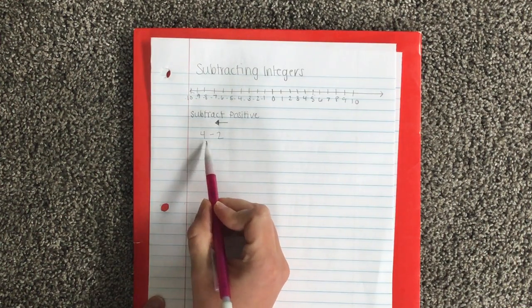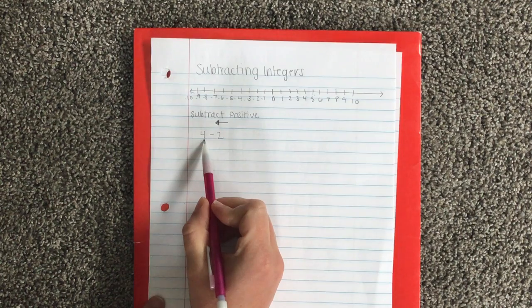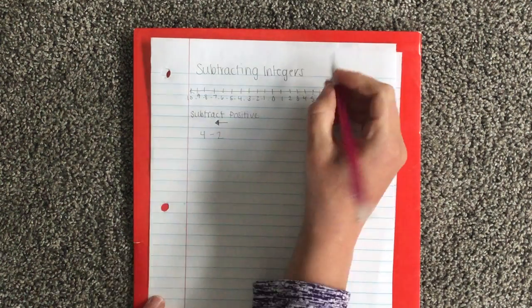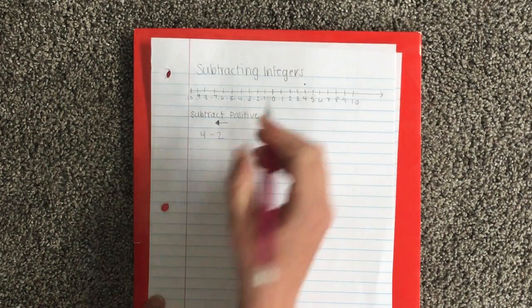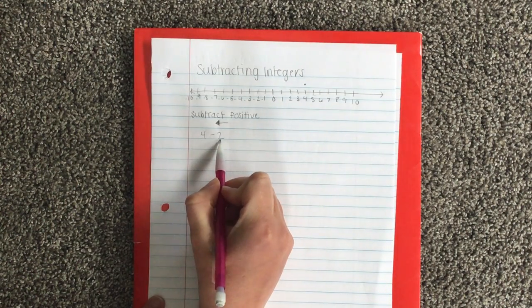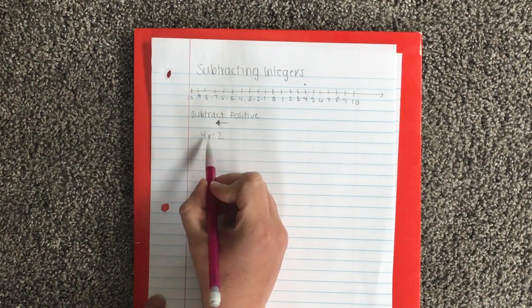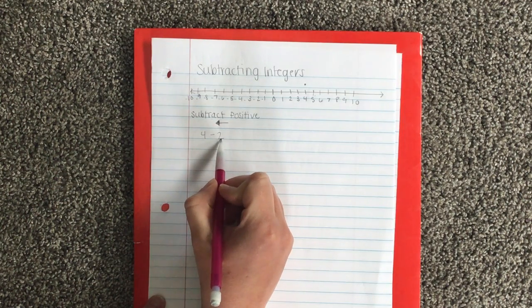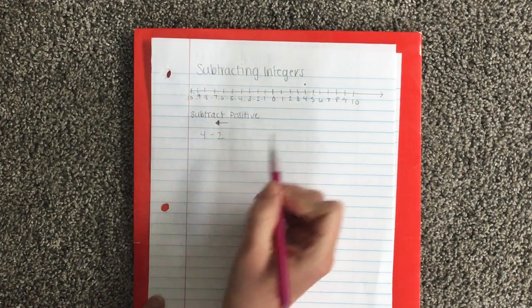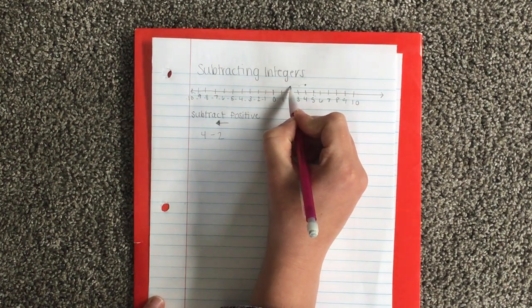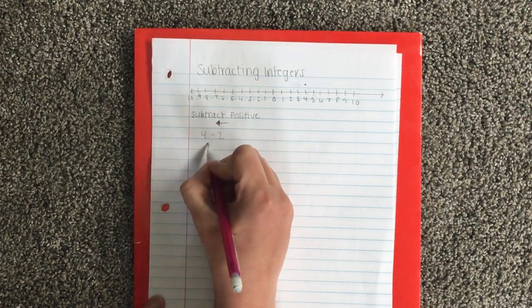We all know that this answer is 2. I know you know that 4 minus 2 is 2. If you're using a number line, you start with the first number right here at 4. And we're subtracting a positive number. This does not say negative 2. This says 4 minus positive 2. So because I'm subtracting a positive, I'm moving to the left 2 places. Wherever you land is your answer.